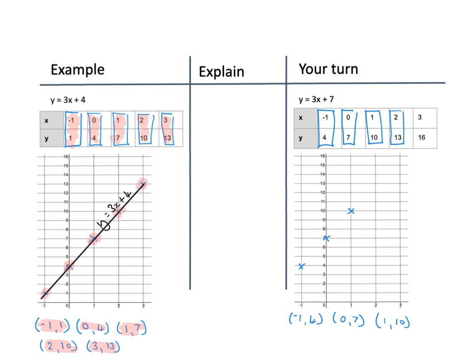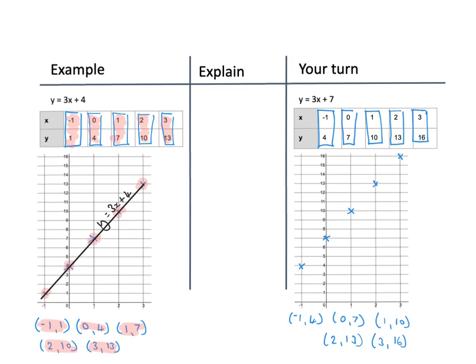2, 13: 2 across, 13 up. And finally, 3, 16: 3 across and 16 up, which is this point here.